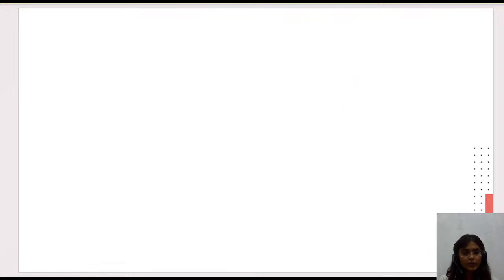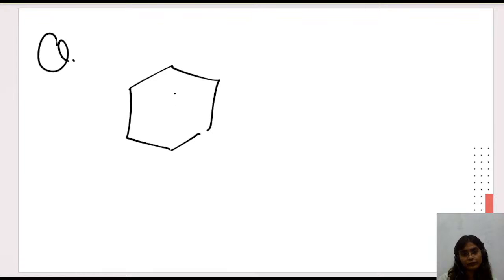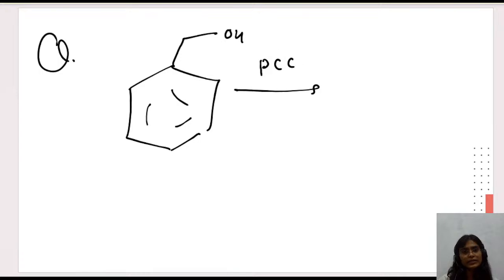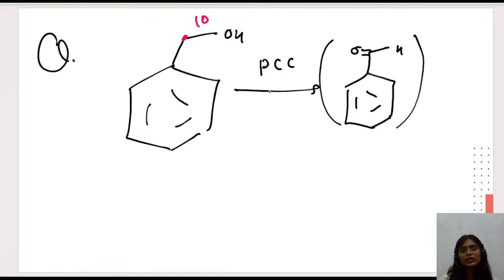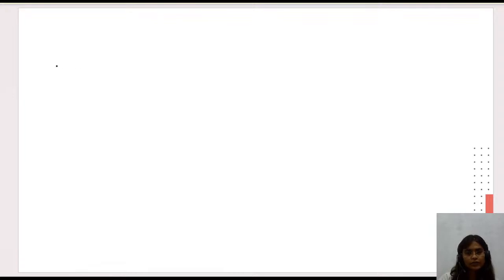Let's try to understand the consequence of this PCC. Let's solve a question, okay? If I'm using PCC, first of all check whether it is a primary, secondary or tertiary alcohol. So it's a primary alcohol. Okay, I hope you know how to check it. It's a primary alcohol. So this is a simple benzene, and then a simple aldehyde formation takes place. So yes, if you want to convert a benzyl alcohol into benzaldehyde, you can go with this. This is PCC. Now answer this question. This is a question for you. Okay, try to answer the question.